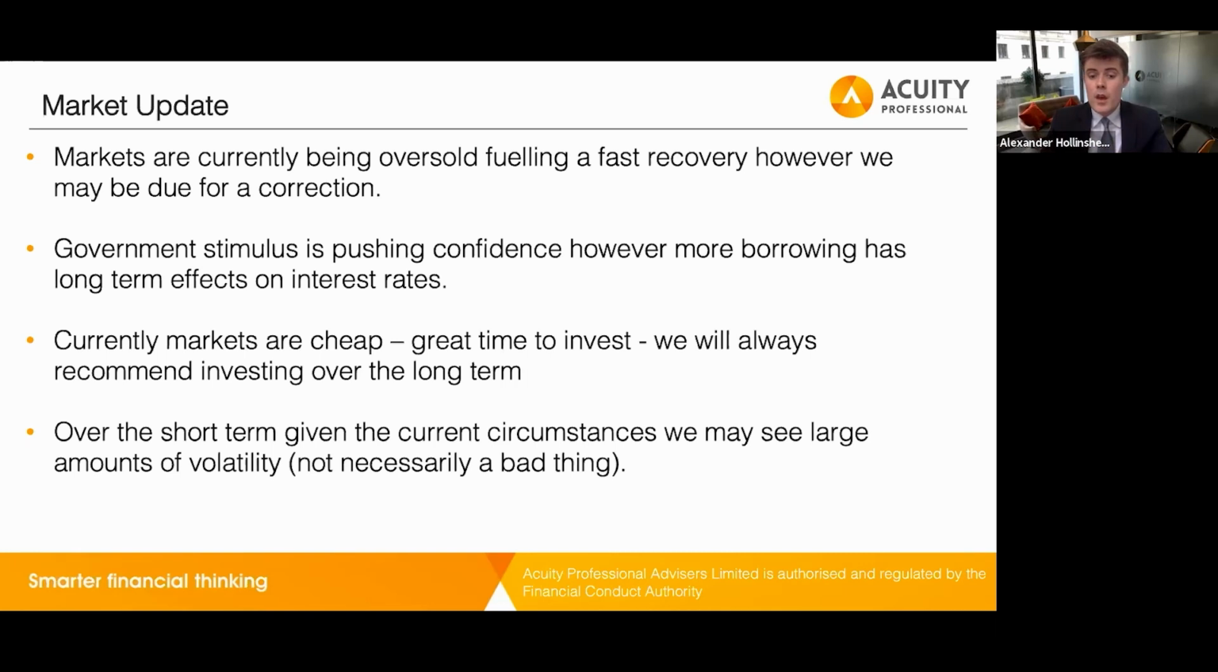So we can discuss in more depth what I believe the outlook is going to be over the short term and the long term, because I'm sure there are some burning questions surrounding that, as it is quite difficult to tell what's going to happen at the moment with things like furlough schemes ending and second waves of infection coming.